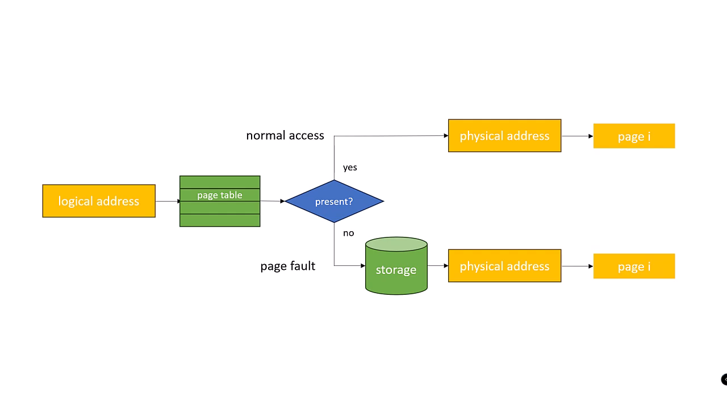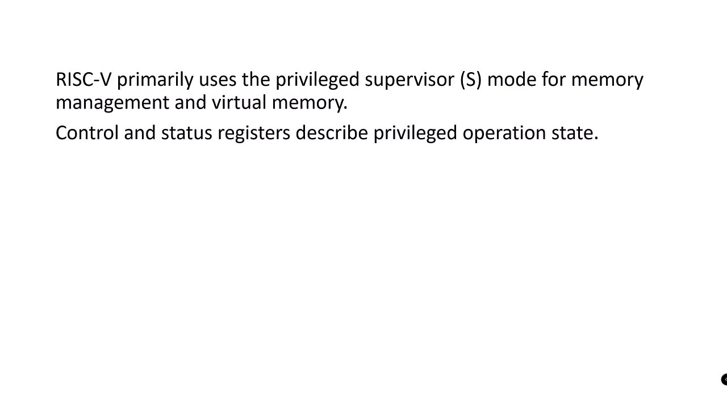The OS uses tables to determine the location of the page in storage, such as a solid-state disk. It then performs an I/O operation to transfer the page from storage to memory. Once the page table has been updated, the CPU restarts the memory request, which can take advantage of the page's residence in memory. RISC-V uses privilege modes for memory management.